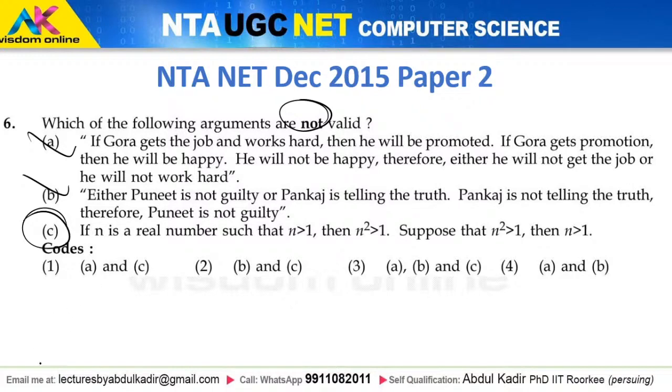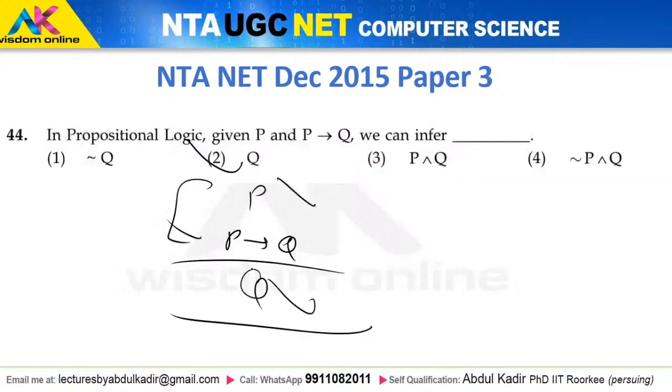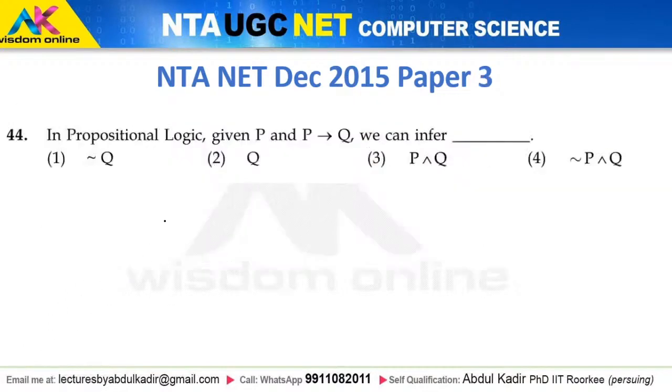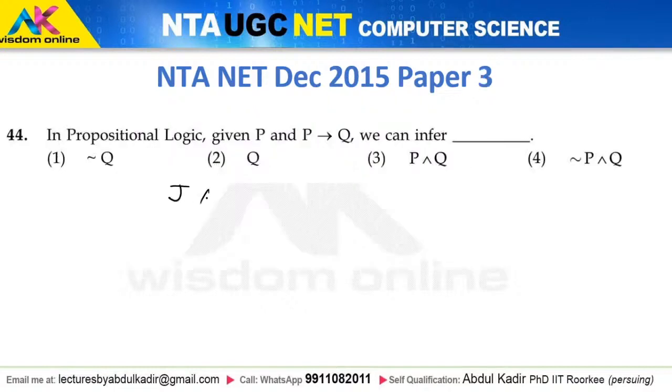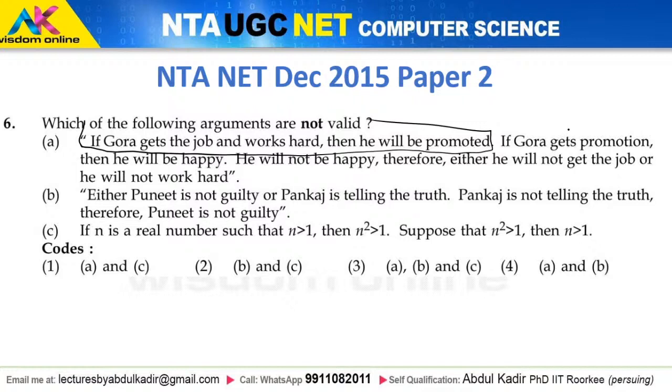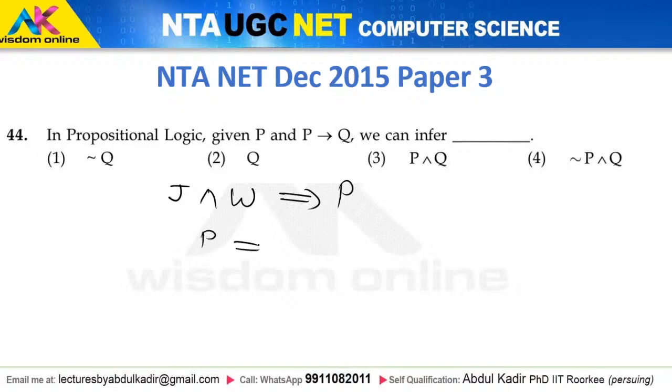Okay. Nivedita is asking about option A again. Let me take option A again. See, the first hypothesis: if Gora gets the job and works hard, then he will be promoted. It means job and work hard implies promoted. The second hypothesis: if Gora gets promotion, then he will be happy. Means promotion implies happiness.